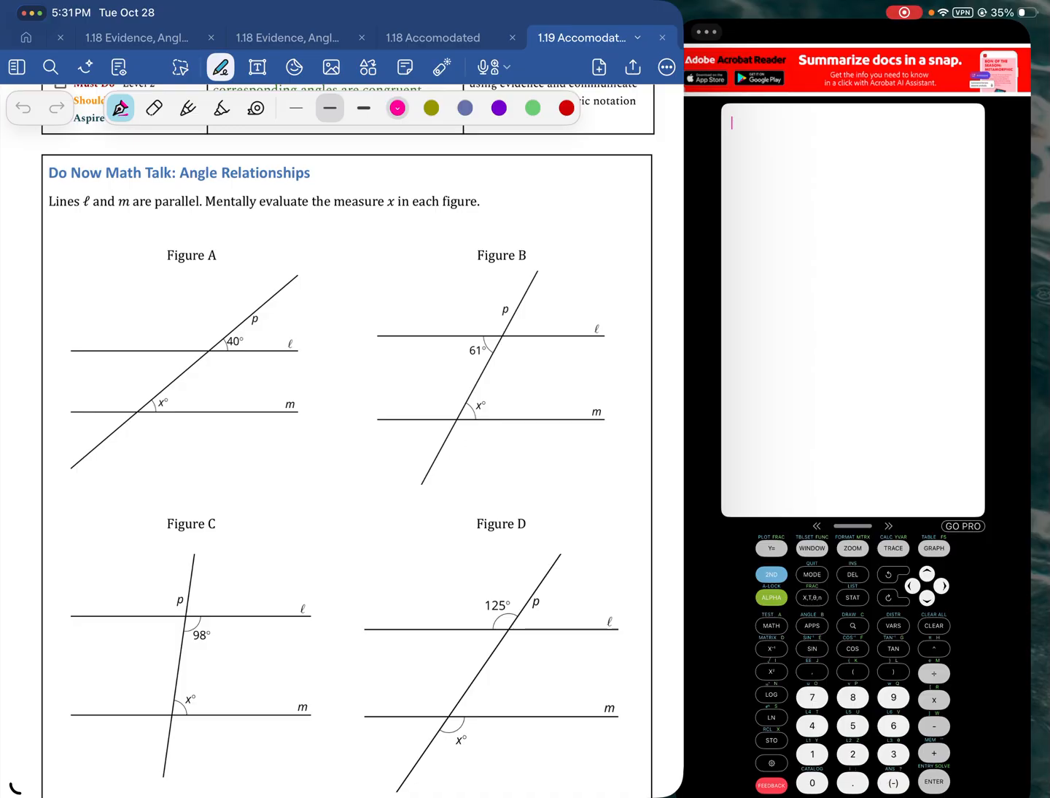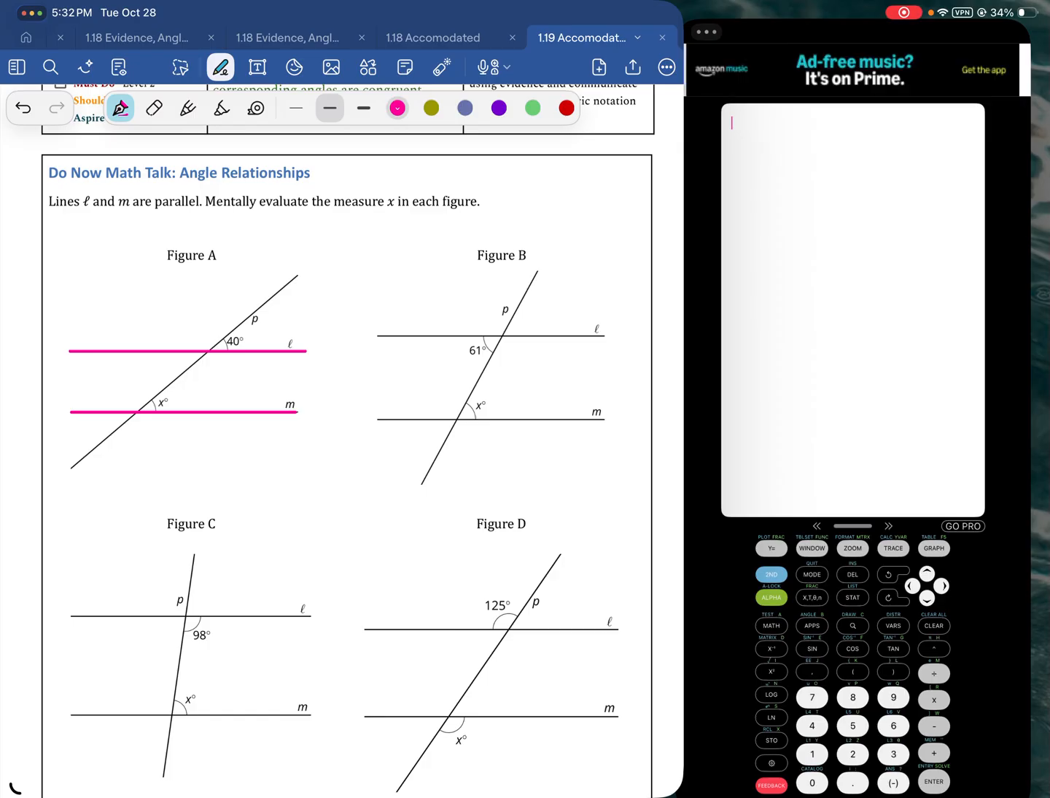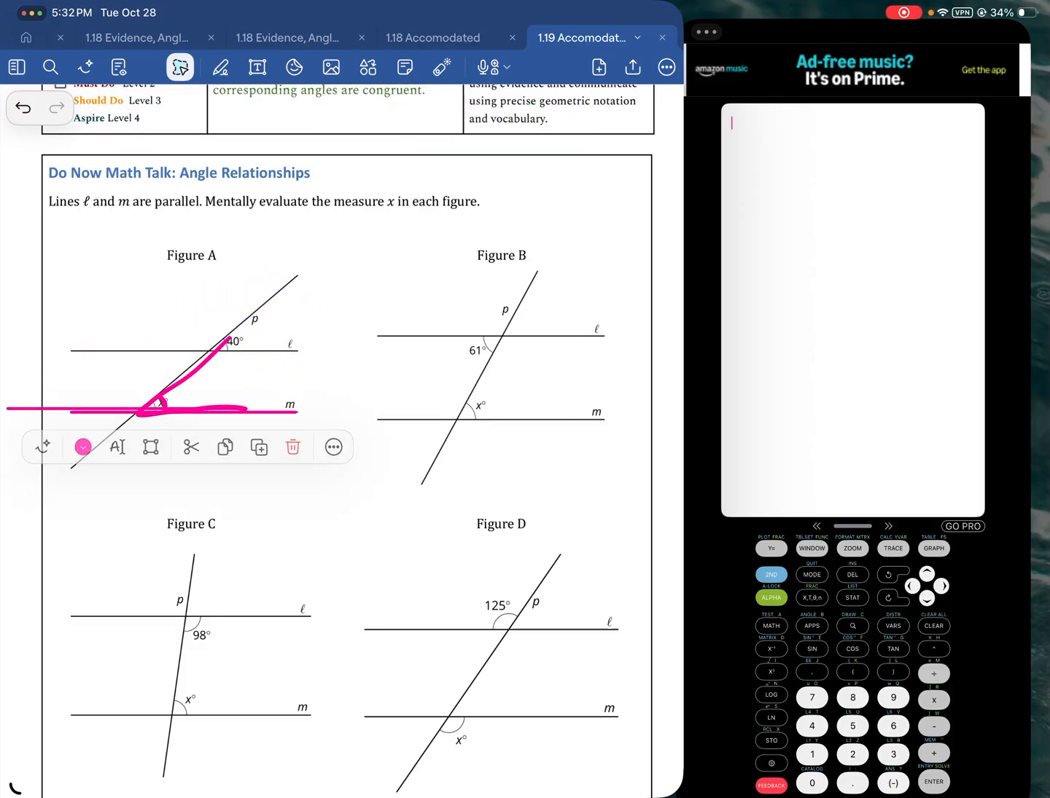Math talk, angle relationships. Line L and M are parallel. So it's talking about these lines right here, like parallel parking. Mentally evaluate the measure of X in each figure. So look at the first one. If I translate this angle down here, it'll map onto X. So these are corresponding angles. This will be 40 degrees.